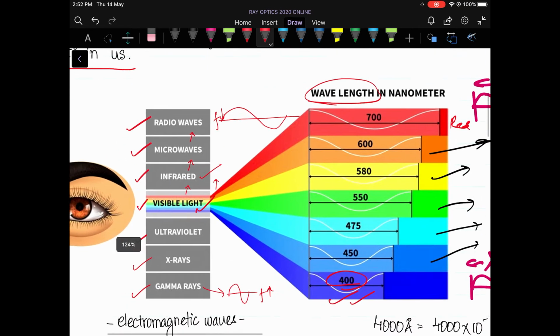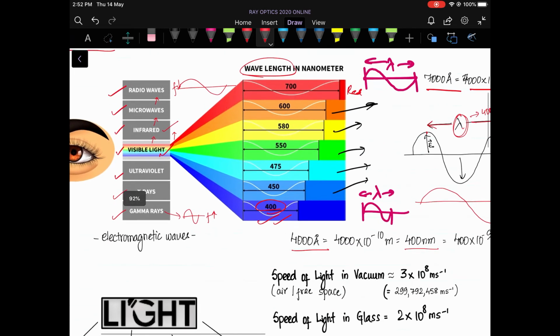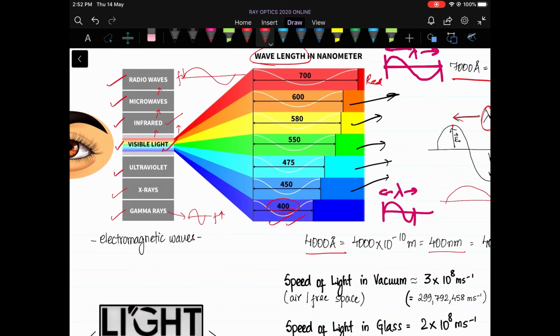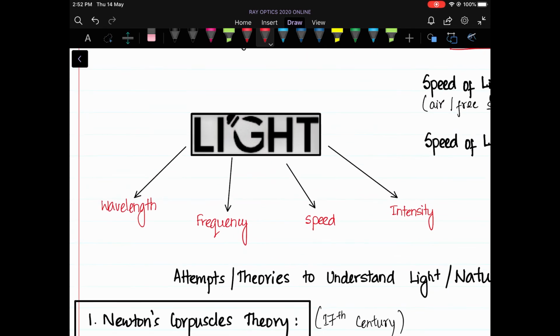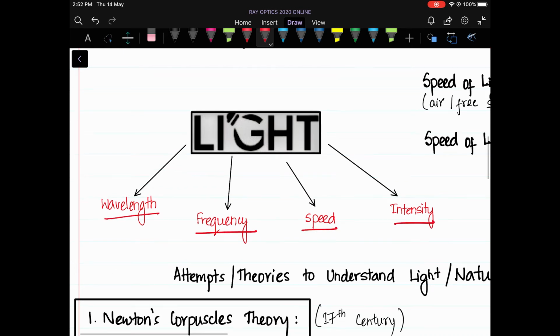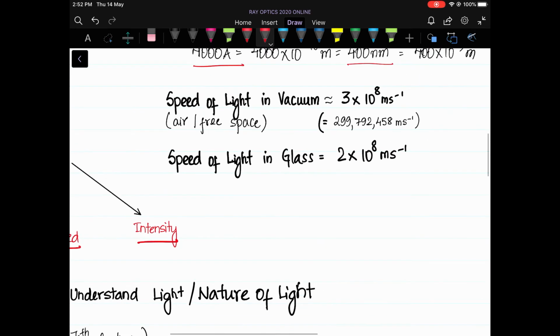Now this topic is discussed in detail in a separate chapter on electromagnetic waves. For the time being, we basically want to understand the range of your visible light, the wavelength range. Now waves have properties like wavelength, frequency, speed and intensity. We all know the speed of light in vacuum is about 3 into 10 to the power 8 meters per second. The exact number is 299,792,458 meters per second, approximate to this value.